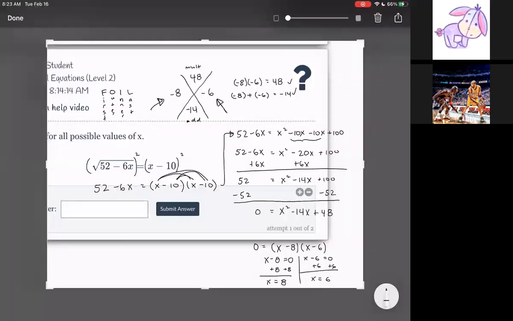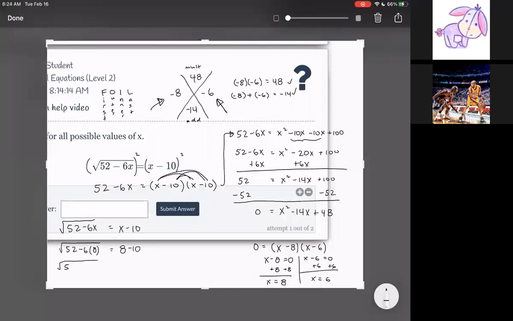This is not our last step yet. We need to test these two values and plug them back into our original equation to make sure that it makes sense. Let me rewrite our original equation because I wrote squared on it. We have the square root of 52 minus 6x equals x minus 10. Just plugging these in, let's try x equals 8 first. We have the square root of 52 minus 6 times 8 is equal to 8 minus 10. And then let's try simplifying it.